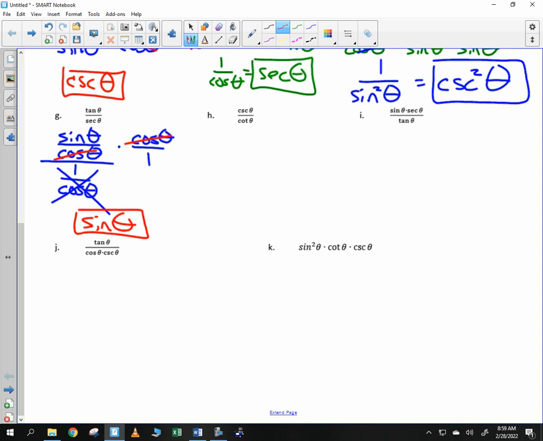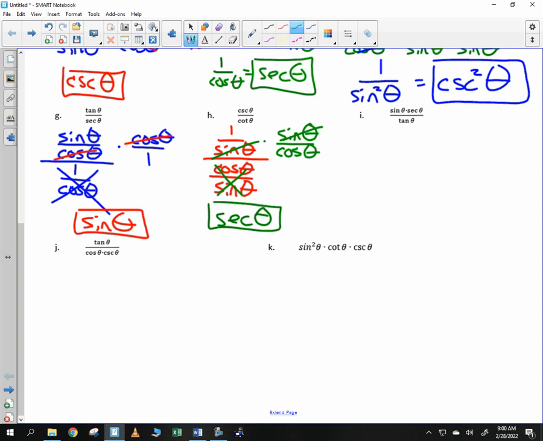You can try letter H on your own. Go. You guys are catching on just fine. 1 over sine of theta divided by cosine of theta over sine of theta. I saw a lot of people multiply by the reciprocal. Sines canceled. 1 over cosine gave me secant of theta. Good work. The sines canceled, leaving me with 1 over cosine. And 1 over cosine is the same as secant.